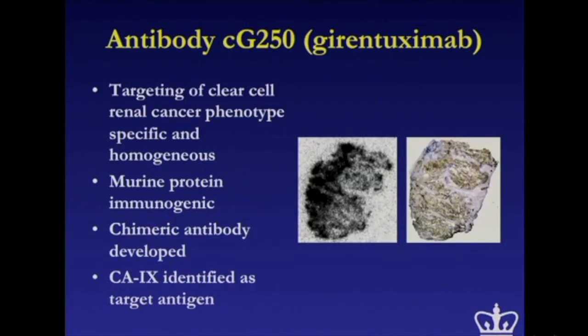So we demonstrated through a series of clinical trials, funding was better in those days, or maybe I was just lucky, that we could target the clear cell renal cell cancer phenotype. You can see that immunohistochemistry demonstrates very tight correlation between antigen sites and antibody targeting. And we also identified at that time that carbonic anhydrase 9 was a target antigen.